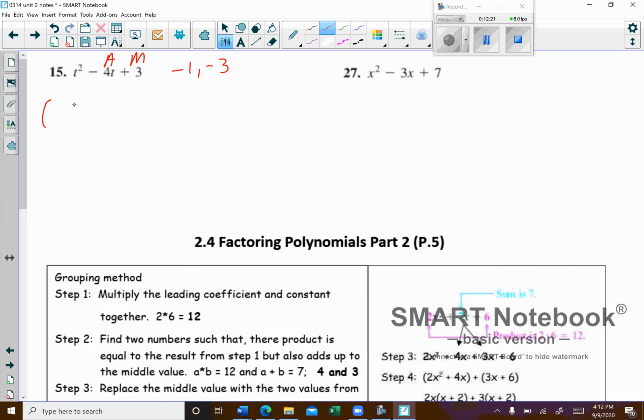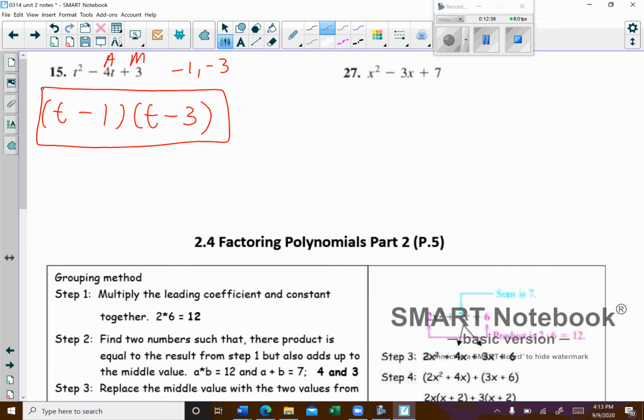So we'll go ahead and put our parentheses, and they're using t this time. And then put the minus. It doesn't matter which one goes first. I'll put -1 and then I'll put -3. Doesn't really make a difference. And there we go.